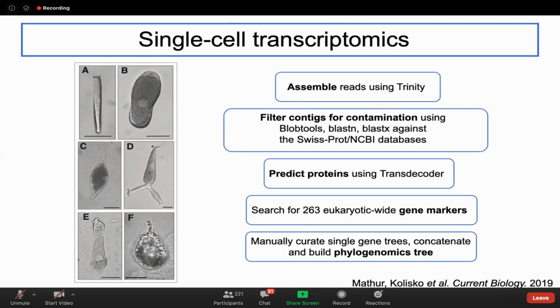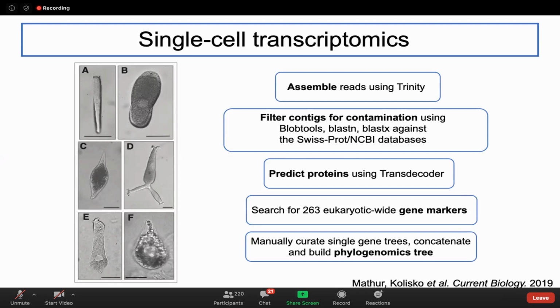And then after this, we do a whole bunch of bioinformatics, assemble these transcriptomes, predict proteins, and then we search for 263 eukaryotic-wide gene markers, manually curate every single gene tree, removing paralogs and contaminants, concatenate all this data, and then build a phylogenomic tree.